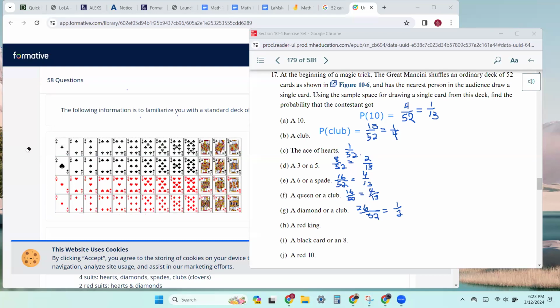A red king. Let's see, we got two red kings, the heart and the diamond. So that's 2 out of 52, which is 1/26.